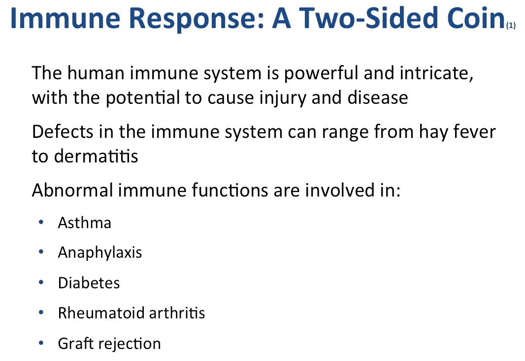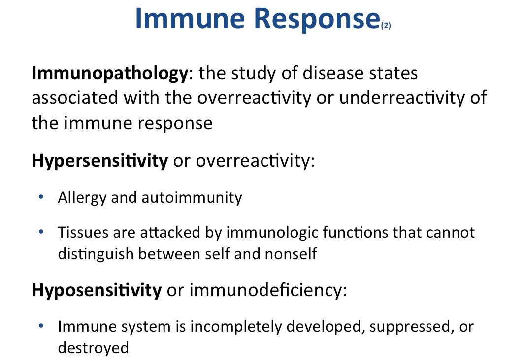Once the immune response causes harm to our body, that is referred to as the abnormal immune response. This response contains asthma, anaphylaxis, diabetes, and rheumatoid arthritis. They are all diseases induced by the abnormal immune response. When we talk about the abnormal immune response, that's the immune pathology, because it can induce disease in us.